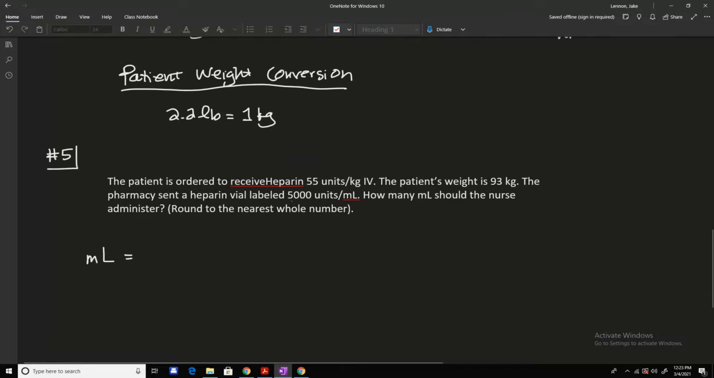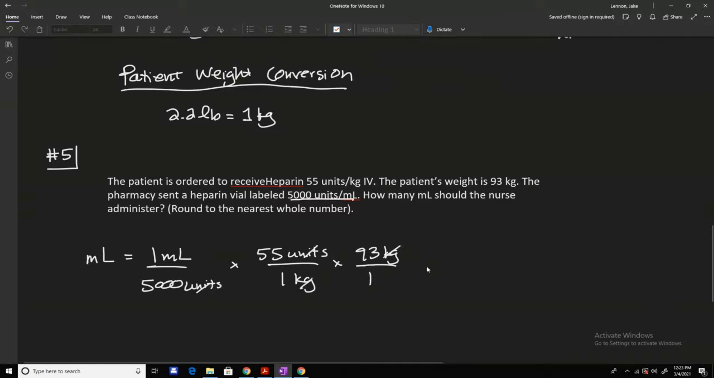Okay, so milliliters, we see 5,000 units per 1 milliliter. So I'm going to start there. No other milliliters in the problem. I want the mLs on top. So 1 ml is over 5,000 units. And I want to try and cancel units, and this is just 55 units per kilogram. And then we've got our patient weight, so 93 kilograms, and the patient weight gets a placeholder of 1 at the bottom. So units dropped out, kilograms dropped out, and I'm just left with my milliliters.